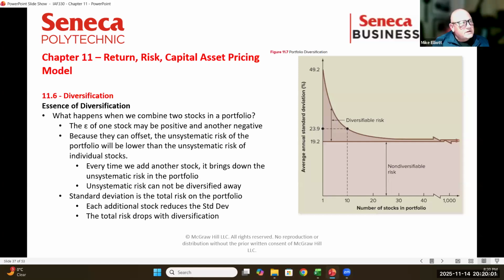The unsystematic risk of a portfolio is going to be lower than the unsystematic risk of individual stocks, for exactly the same reason of correlation. Some are going to be up, some are going to be down. Correlation says, as a whole, the combination is going to be lower than the summation of them. Every time we add another stock to the portfolio, it drops the unsystematic risk in the portfolio.